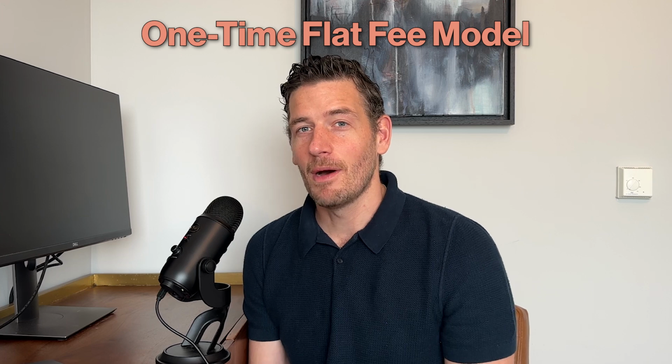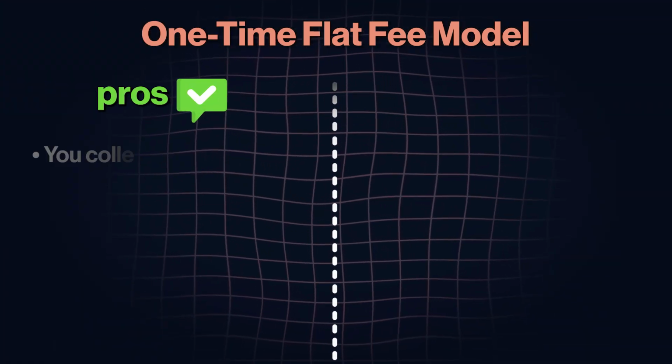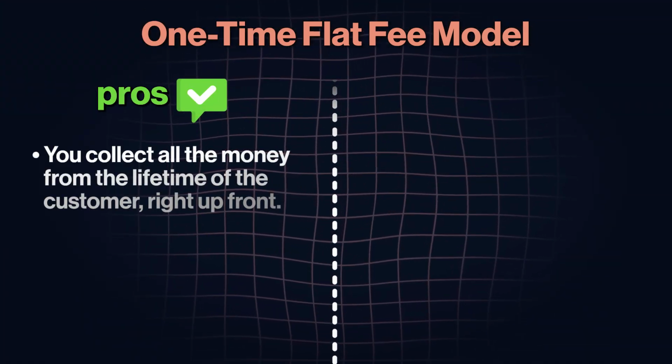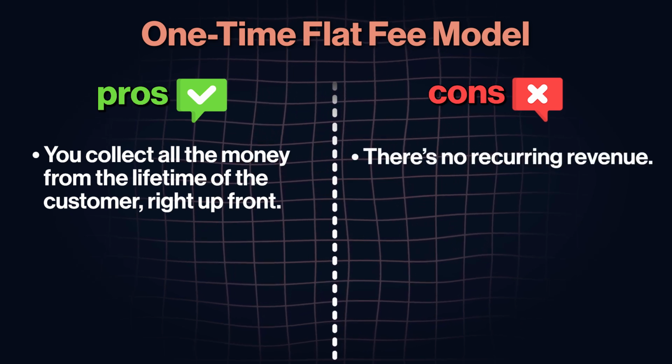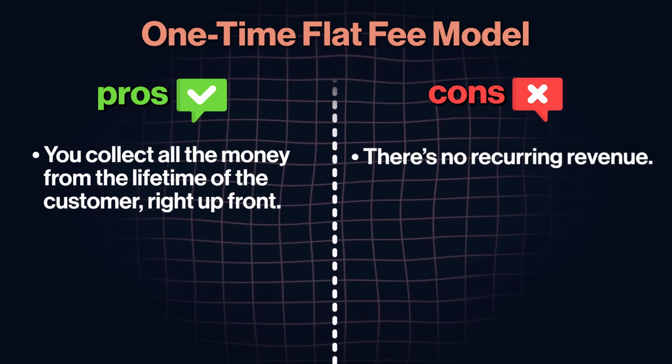The third pricing model is one-time flat fee. This model has an obvious pro. You collect all the money upfront for the lifetime of the membership right away. This can be a huge boost to your organization and can make it much easier to get it off the ground. However, the con of this model is that there's no recurring revenue from that customer. You collect it all upfront.